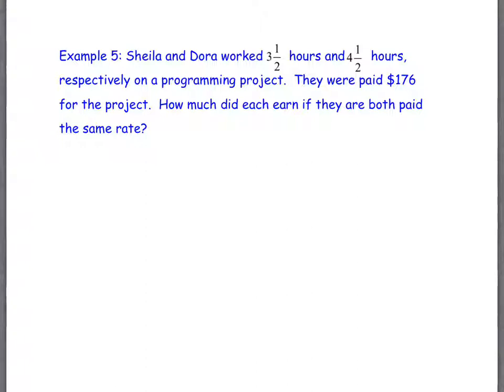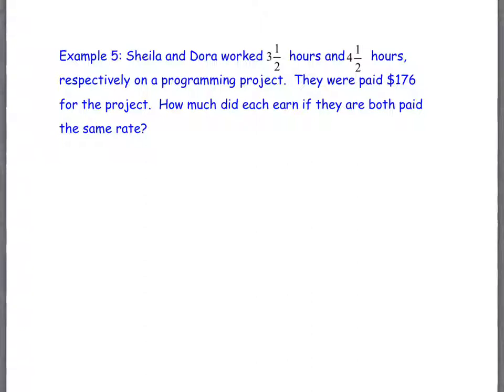Very practical. This kind of stuff happens. Sheila and Dora are working on a project together, but they work a different number of hours. One of them works for 3.5 hours, and the other one works for 4.5 hours. But they get paid for the project when it's done, just a total amount.